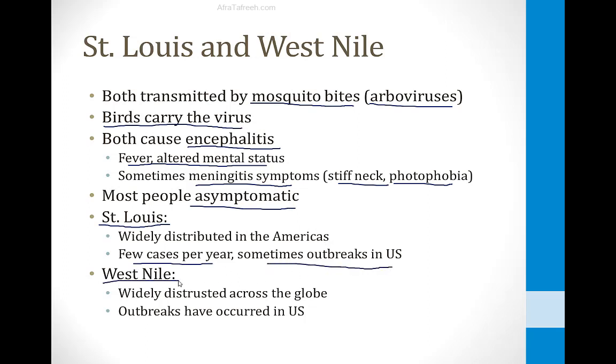West Nile virus is widely distributed across the globe. It gets its name from the Nile River in Africa. There have been outbreaks in the United States. The most important was in about 1999 when there were a couple of dozen cases in New York City.